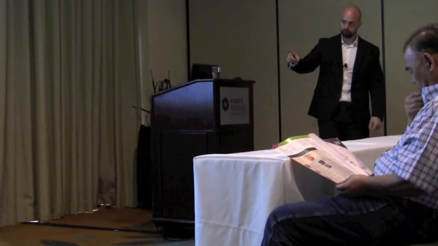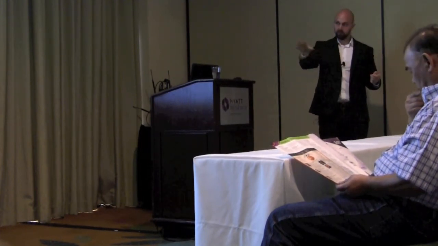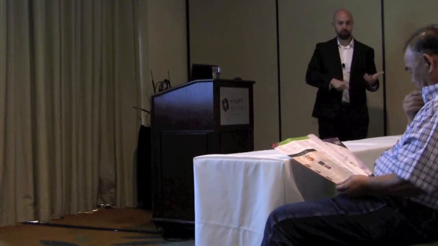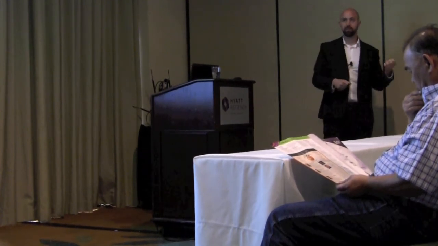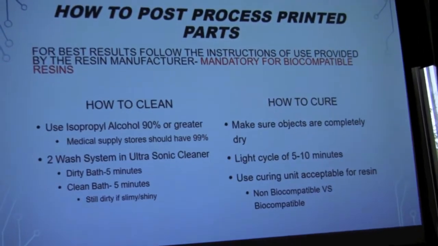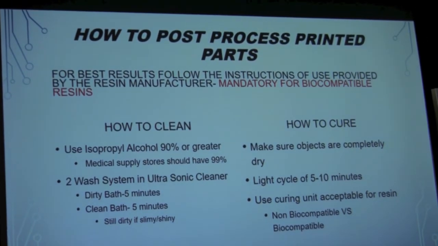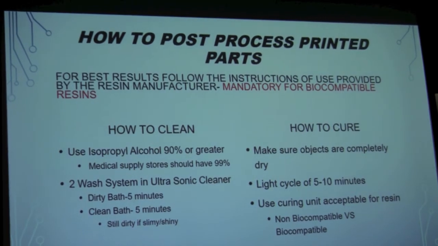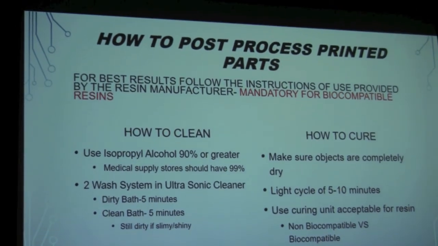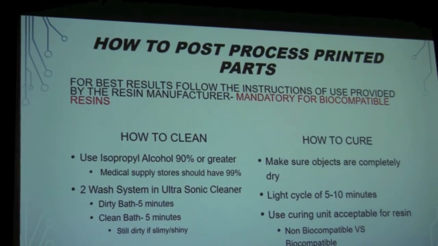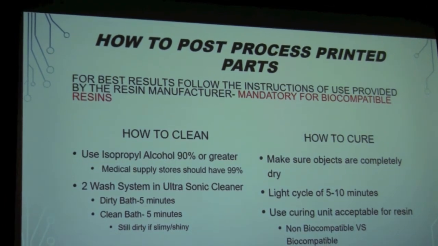Now, how you tell if your models are still dirty is they'll be kind of slimy. After you take them out of the alcohol, go ahead and take compressed air and dry them off. If they still have a slimy feel to them, they still have active resin on them, and you need to put them back in the ultrasonic cleaner. Or if they're shiny, if they have a shiny texture to them, they're most likely still dirty. And if you put it in that curing chamber, let's say if it was in a die hole, your die will never fit. There's no way.